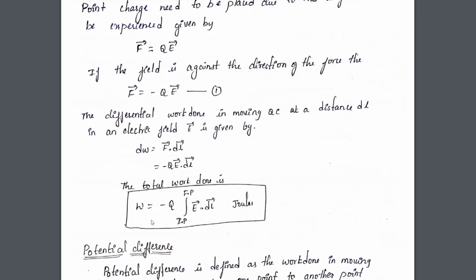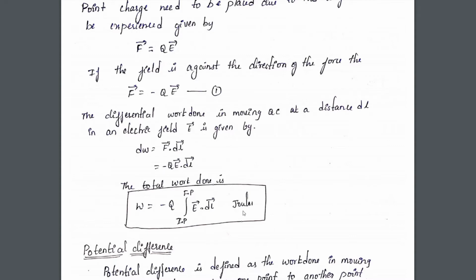If you want to find the total work done, that is, if you want to move that charge from one point to another point in an electric field E, we need to integrate this equation on both sides. On the LHS, dW will become W, and on the RHS, minus Q is constant, so you can take it outside, integral of E dot dl. The integral is carried out from the initial point to the final point, so in the limits you can write IP to FP. This is the expression for work done in terms of electric field intensity, and it is measured in joules.